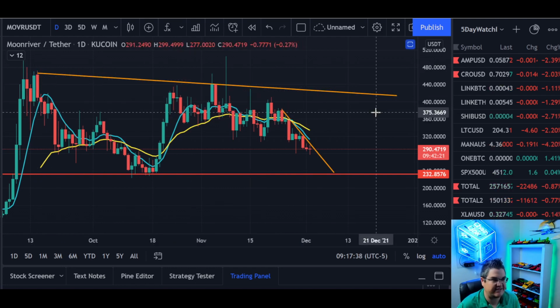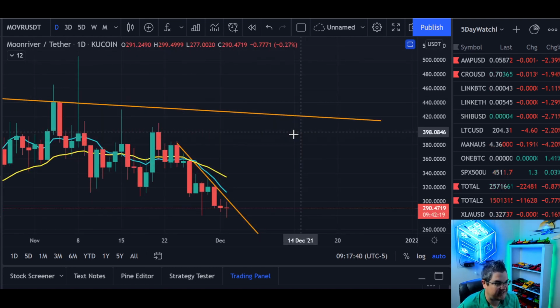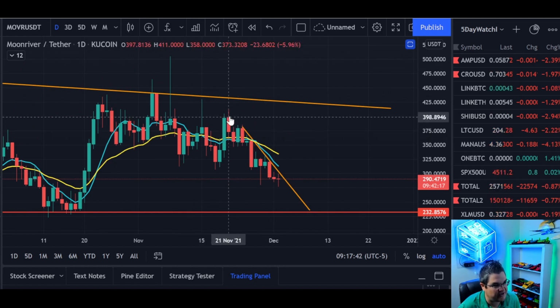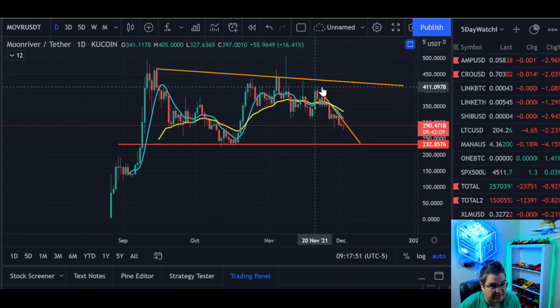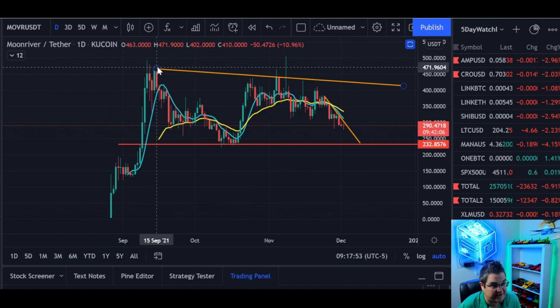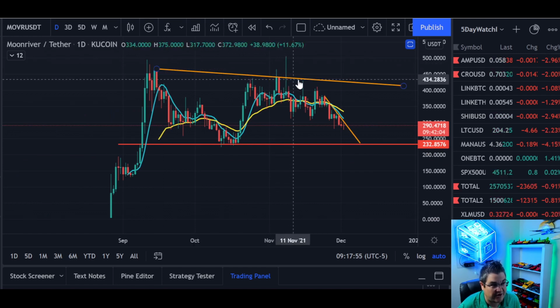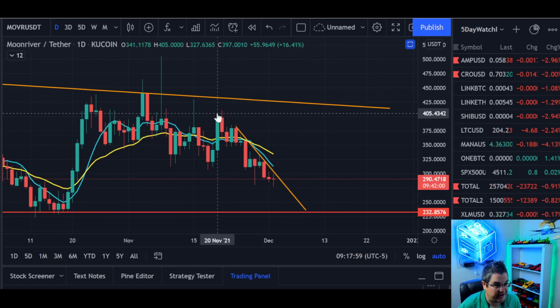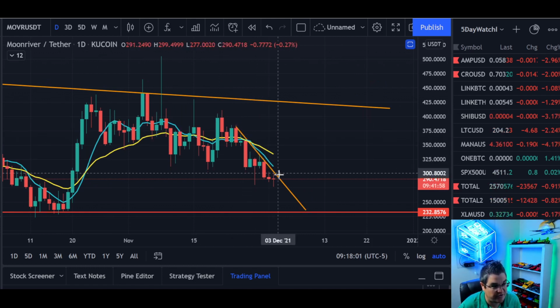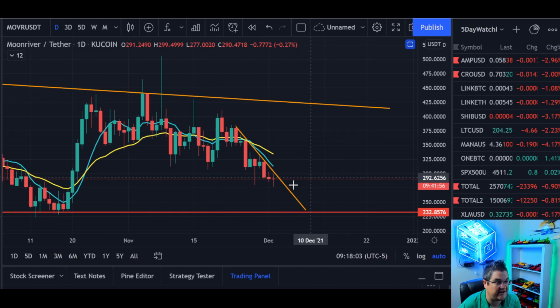But you just want to have the most touch points without going through the body of a candle to get the most accurate representation. Having said that, let's zoom in a little bit and look at our downtrend that we've been in since November 21st, but a bigger downtrend going back all the way to September, making lower highs. The more immediate picture is this level here.